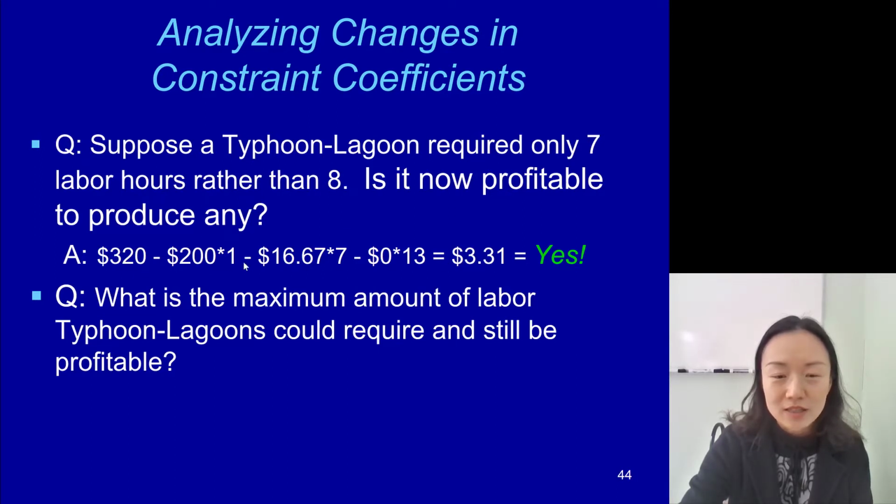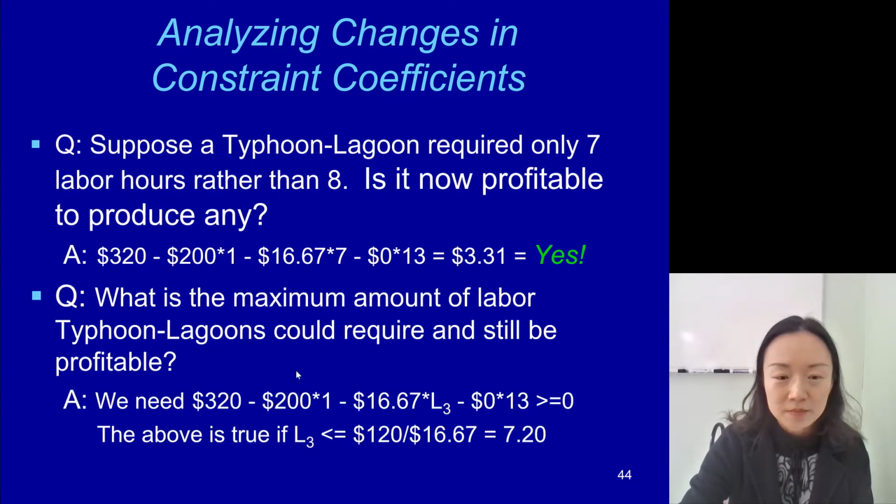As long as this entire part is greater than or equal to 0, then it's profitable to produce it, right? So we will just use L3 to represent the unit of labor, the maximum value that we can have here in order to be profitable. So make the right-hand side greater than or equal to 0. So we find out that it's 7.2 units.